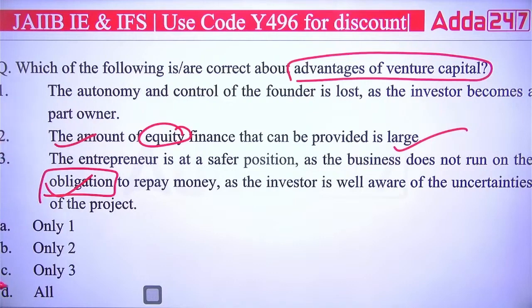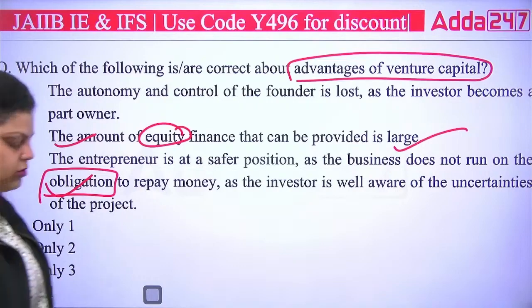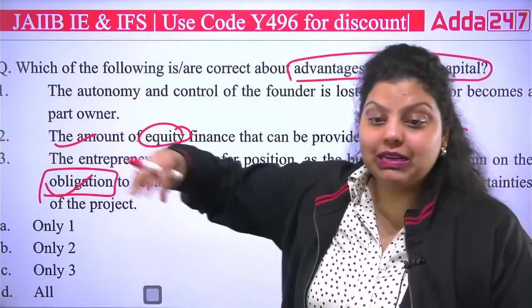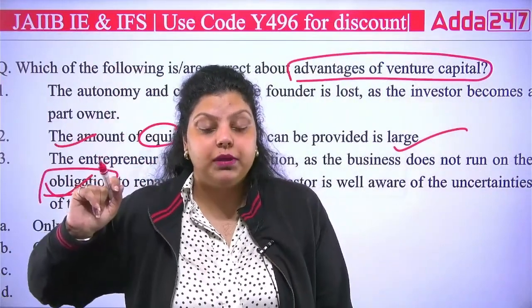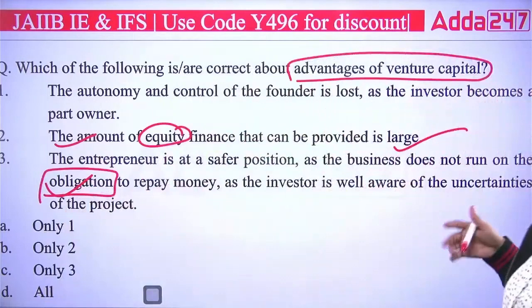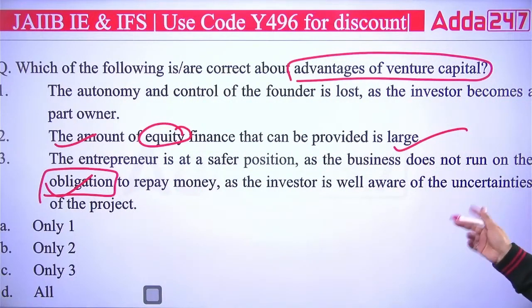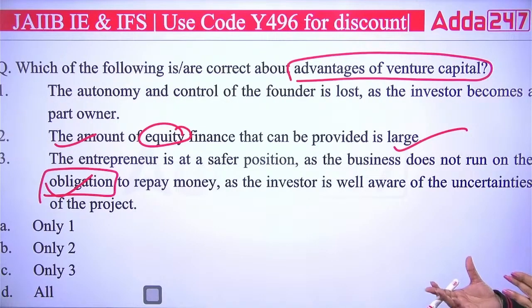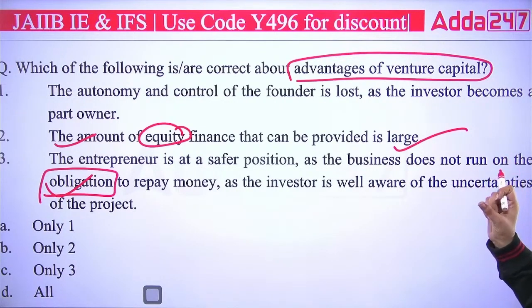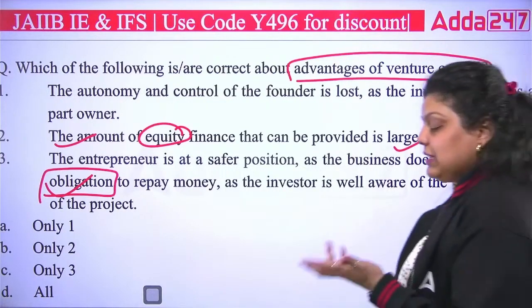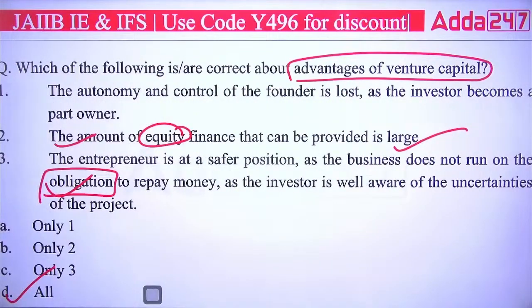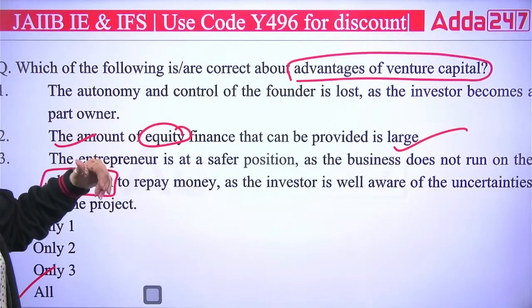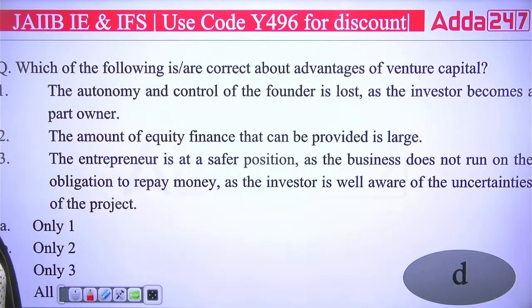They are advantages. The first talks about the autonomy and control of the founder being lost as the investor becomes a part owner. Is this a benefit or a disadvantage? You are no longer a single owner; you have multiple owners now because you are providing equity holding to people in your company. From the entrepreneur's point of view, this is a negative point. But we are talking about venture capitalists, so it is good for them. They are getting equity ownership, so they will be earning more profit in the future as well. So all are actually advantages of venture capital, and the right answer will be D.